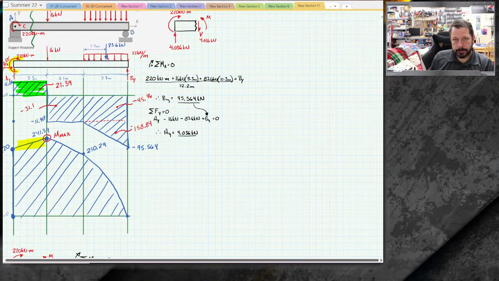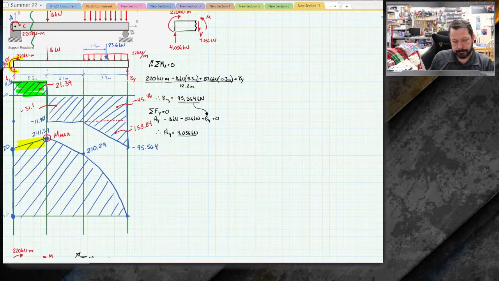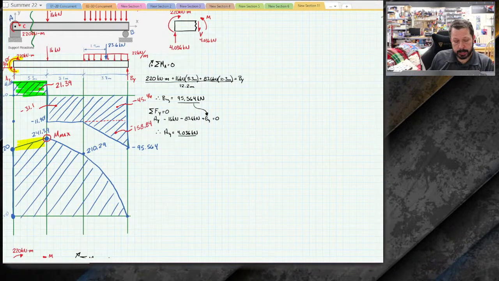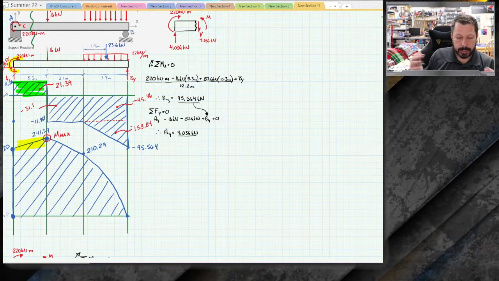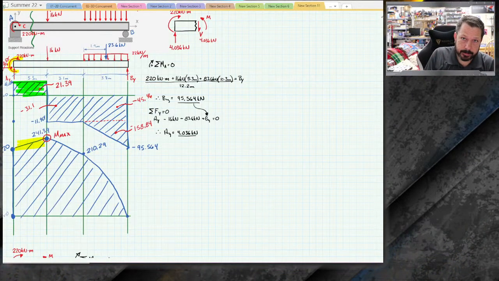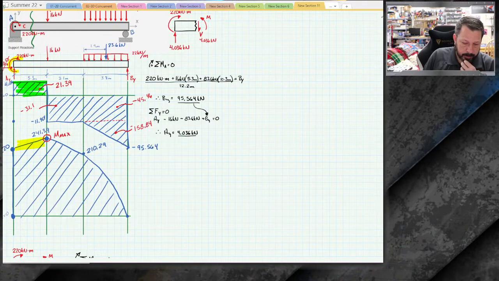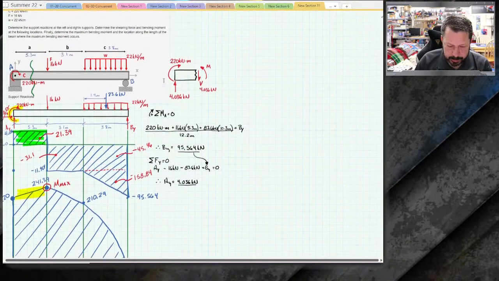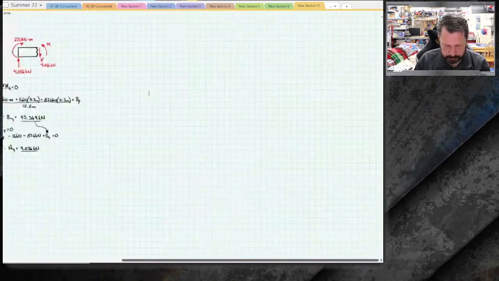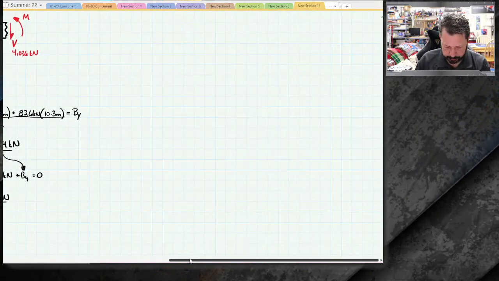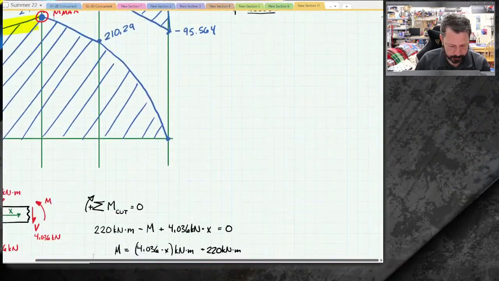most of the internal bending moment is calculated by integrating the shear diagram. And you can kind of pick up on that looking at this free body diagram. Actually, let's look at where I wrote the equation.